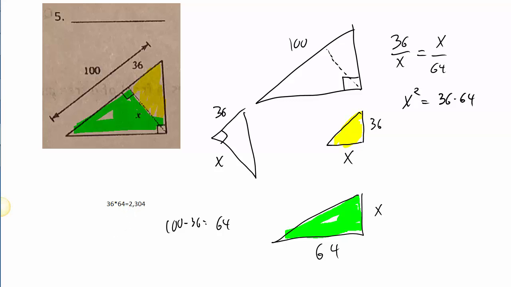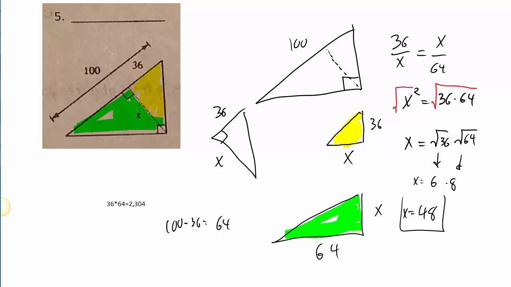But there's a little trick. I don't feel like dealing with a big number, so I'm going to square root this thing right here. A property of square roots is that the square root of a product is the same thing as the product of the square roots. So instead of taking 36 times 64 and getting this really big number, I'm going to square root each of these numbers individually. The square root of 36 is 6. The square root of 64 is 8. And so x is equal to 6 times 8, which means x is equal to 48. So that's the value of x for number five.